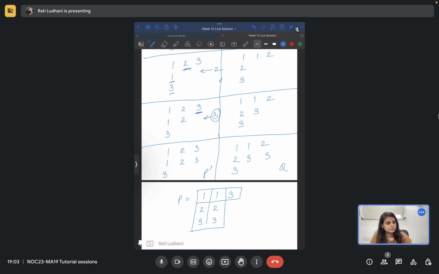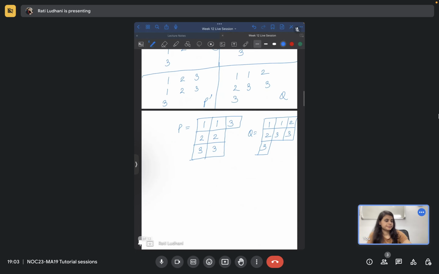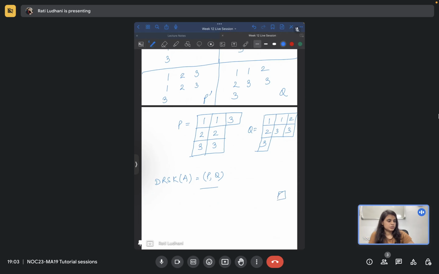Q is the same. So we got Q to be 1 1 2 2 3 3 and 3. Exactly. So we got this. Right, so this is your dual of RSK of A, which is P comma Q. Right? Yes, ma'am. Okay, so very good.